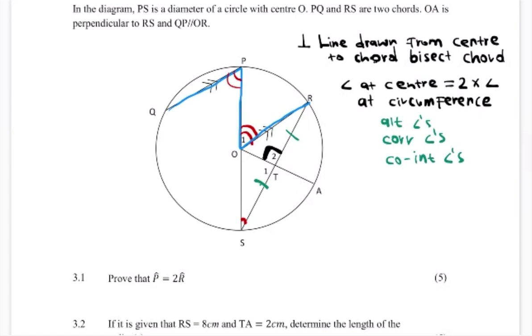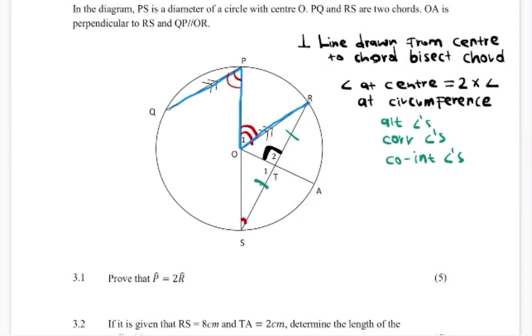So the first question says prove that P is equal to 2R. Because you are intelligent, you have already done your diagram analysis. You can already see the answer in your eyes. Why? Because we have highlighted that O1 is 2 times S. So meaning we can say S is equal to R. That's the first step of us proving this question. So S is going to be R.